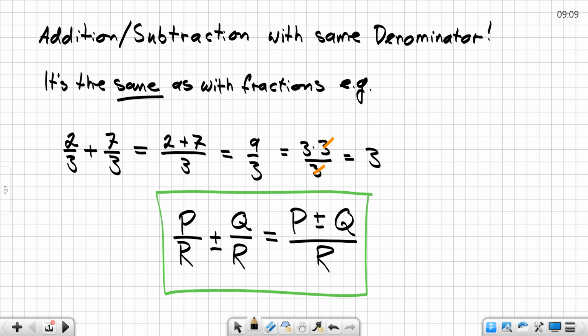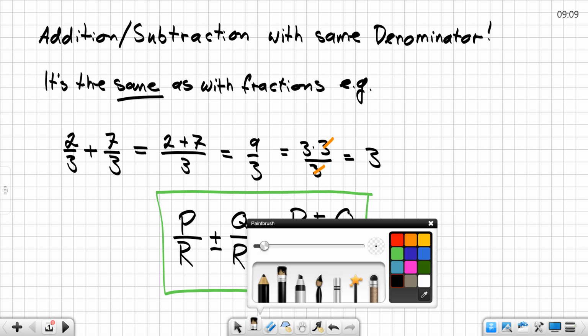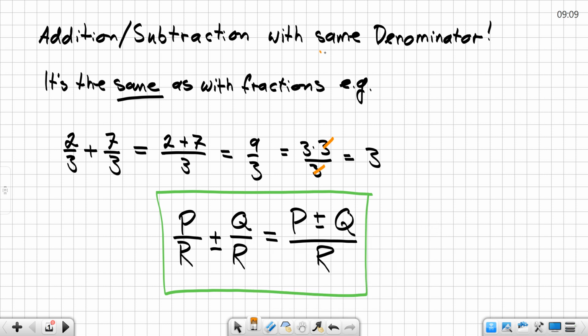Today, after multiplying, dividing, and simplifying rational expressions, we are moving on to addition and subtraction. The first thing that we are going to look at are rational expressions that have the same denominator. That means the stuff in the bottom is exactly the same. And, as always, it is the exact same as with fractions.